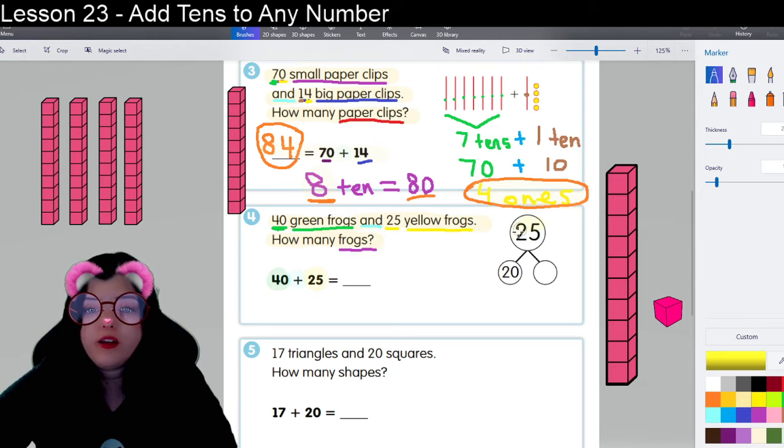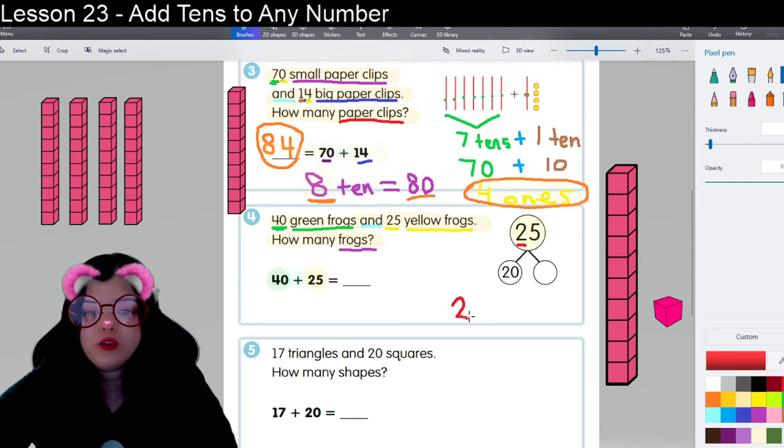So they have 25 here in the number bond. They want you to break down your tens and your ones. So when you look at 25, how many groups of 10 do you see in 25? Look at the place value. What number is in the tens place? If you said 2, you are right.